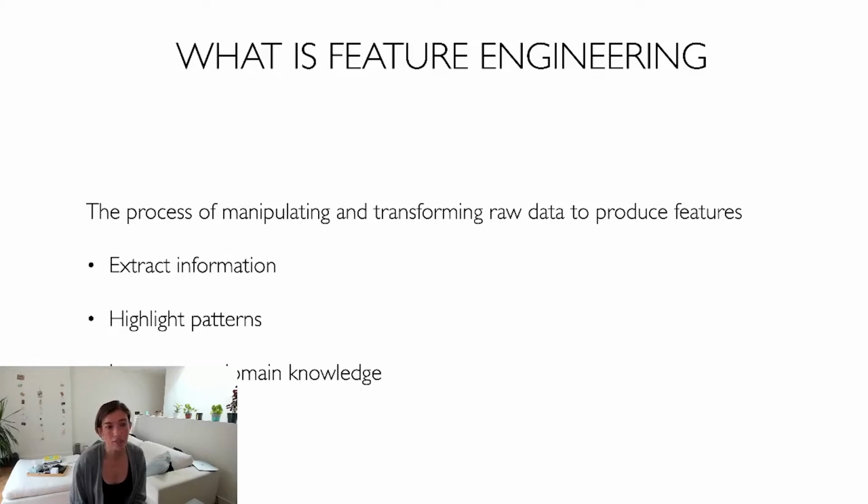Feature engineering is the process of manipulating raw data to produce features that represent the problem at hand. Doing so by extracting information, highlighting patterns, and incorporating domain knowledge. So it lets us feed our analytical tools meaningful input, and it's the best way to improve machine learning models.